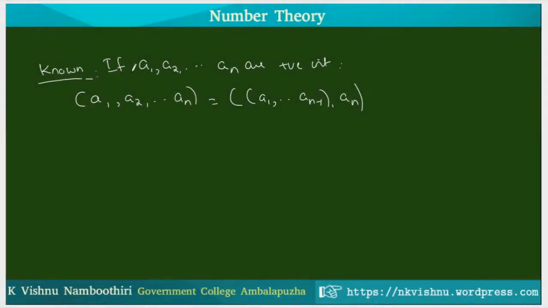This fact is known to us: if a1, a2, etc., an are positive integers, then finding the GCD of a1, a2, etc., an is equivalent to finding the GCD of a1 up to an minus 1, and then this GCD together with an will give the GCD of all these integers. This is known. Now what we are going to show is the following.